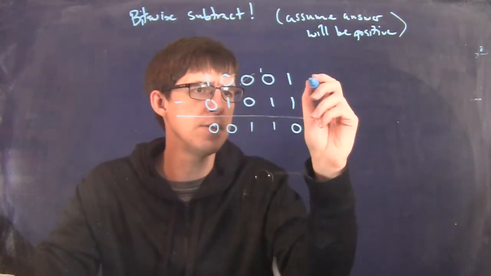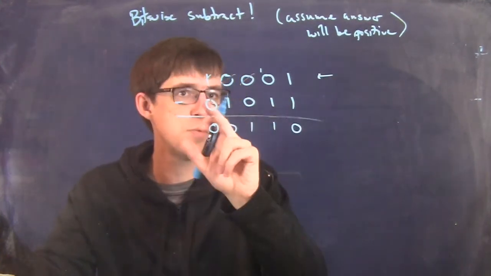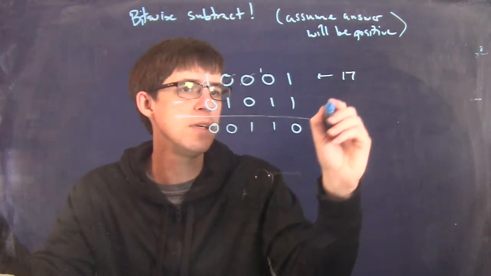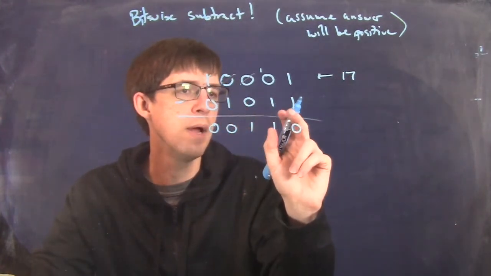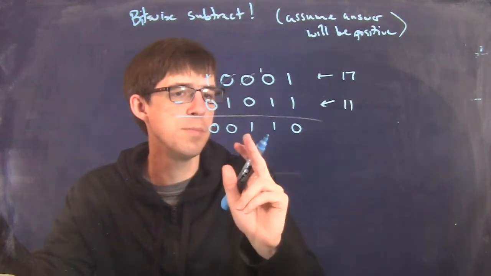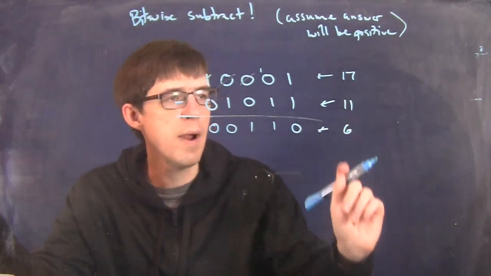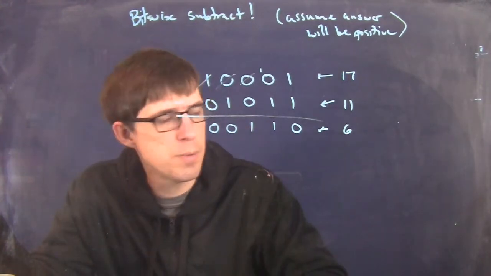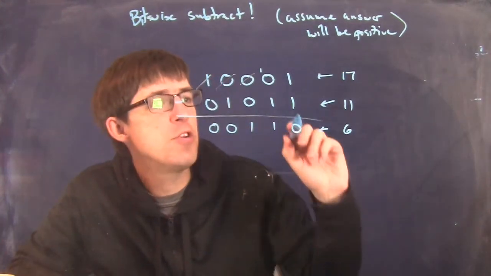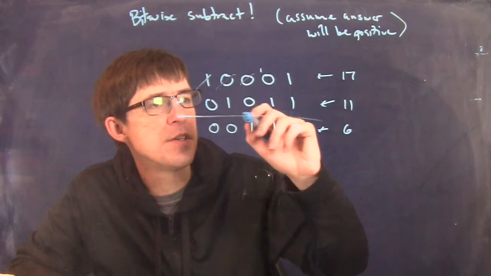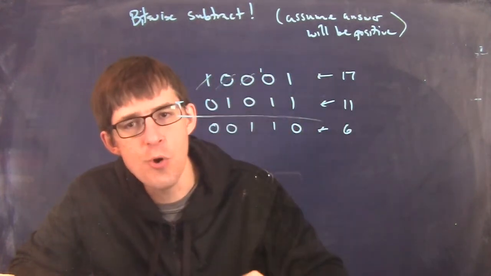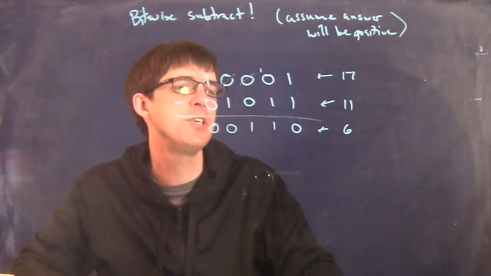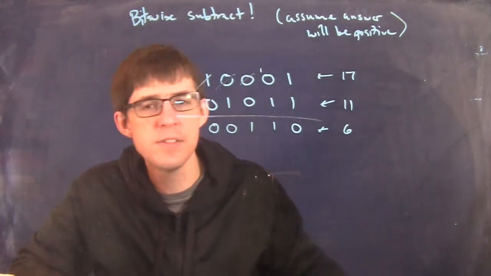As base 10 numbers, this would be 16 and 1, which is 17. This would be 8 and 2 and 1, which is 11. And this would be 4 and 2, which is 6. So I did it right. It's a little confusing with all the borrows and whatnot. See if you can make that Turing machine. Once you make your Turing machine, how about you actually try to run it on this specific example and show me step-by-step on the Turing machine that this is the answer you get. See if you can make it all happen.